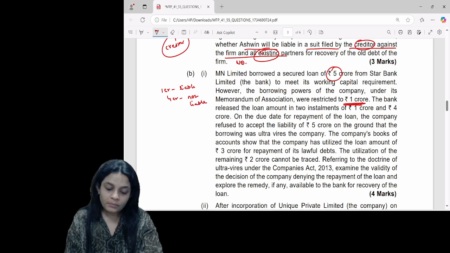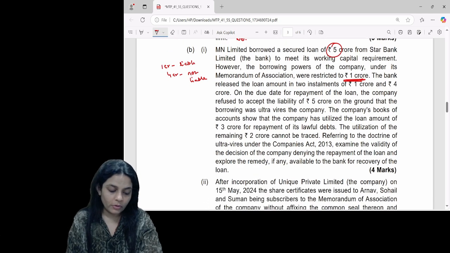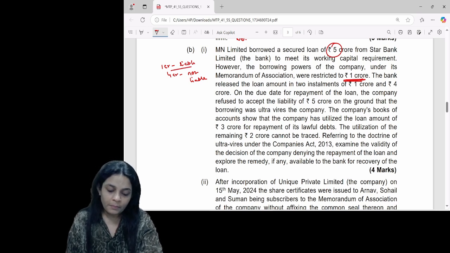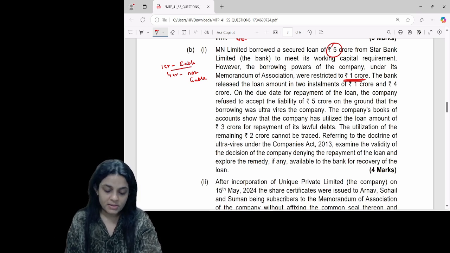Correct or not? The bank released the loan amount in 2 installments of 1 crore and 4 crore. On the due date of repayment of the loan, the company refused to accept the liability of 5 crore. Anyway, the company is liable for 1 crore, not for the 4 crore, on the grounds that the borrowing was ultra vires the company.